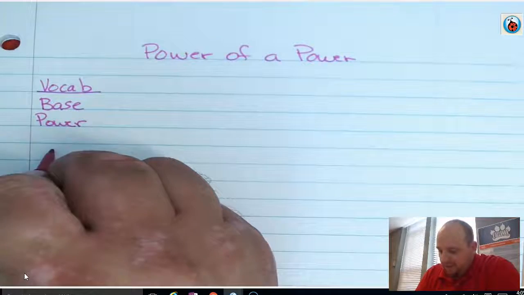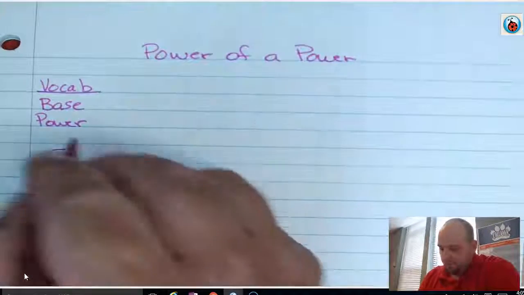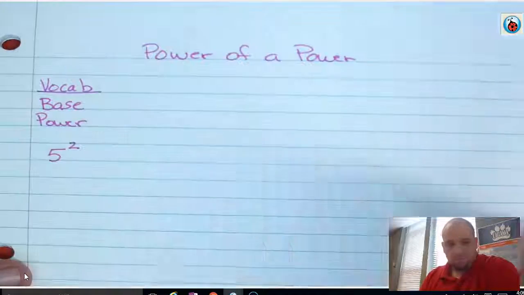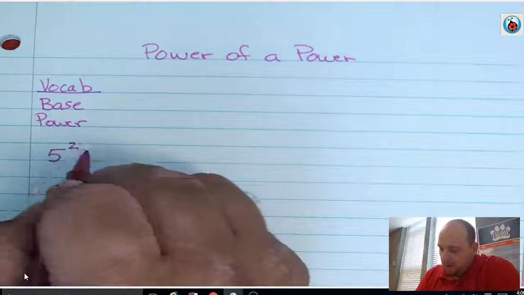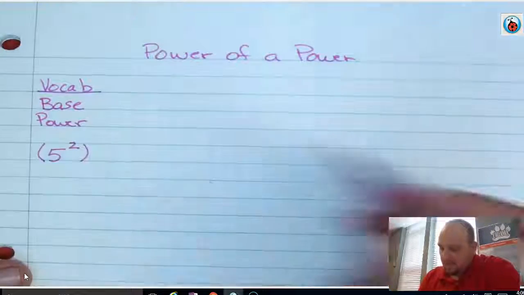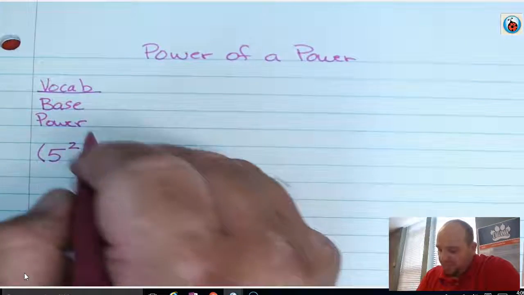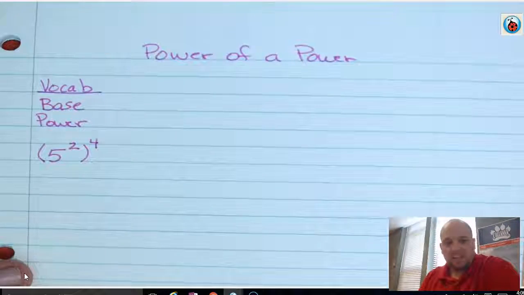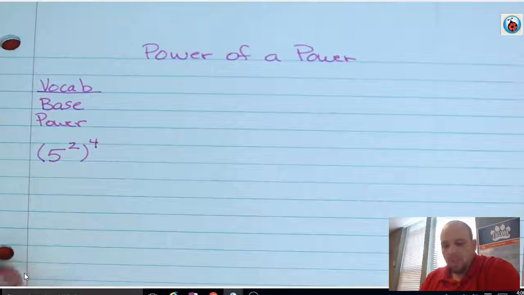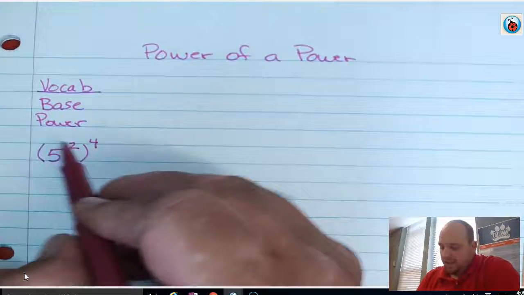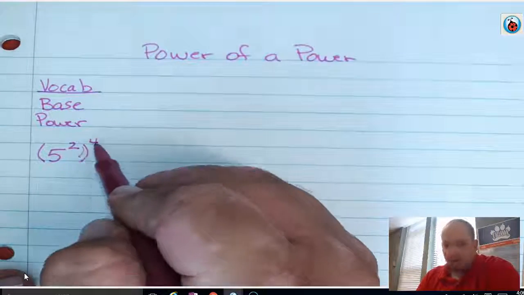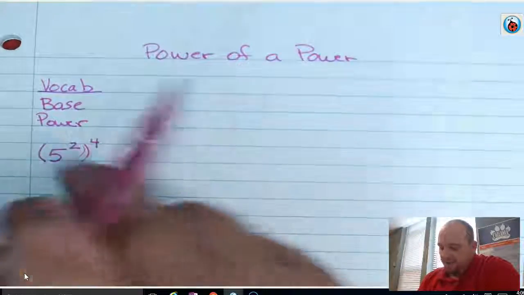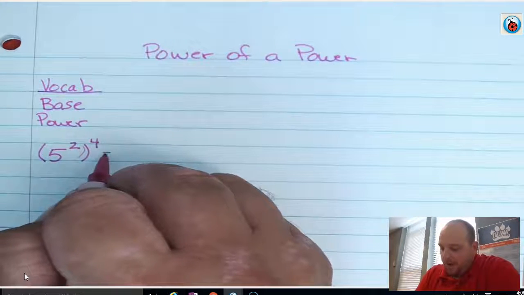So for example, I'm going to take 5, which is the base, because it's touching the line. I'm going to raise that to a second power. Then I'm going to put this in parentheses, and I'm going to raise everything in the parentheses to another power. In this case, I'm going to raise it to the power of 4. So basically I'm taking everything inside here and raising it to the 4th power.